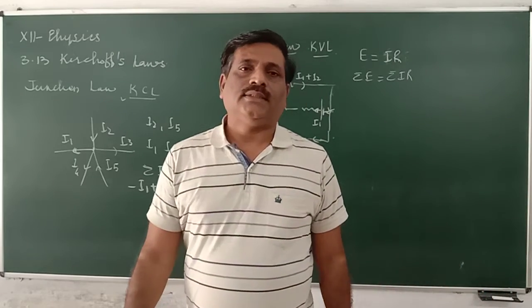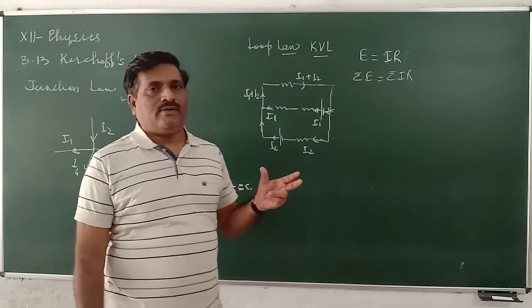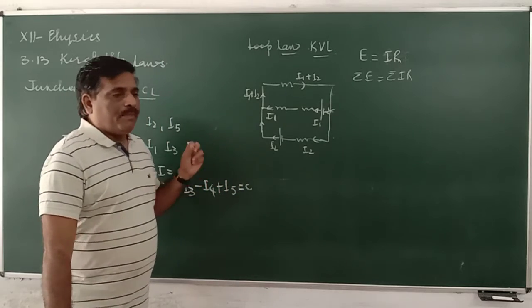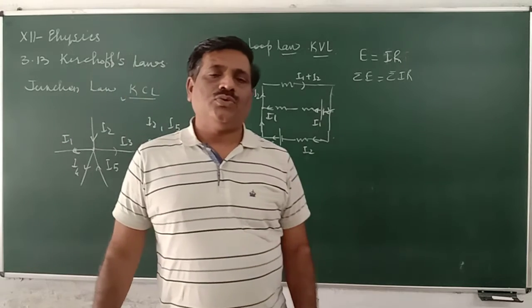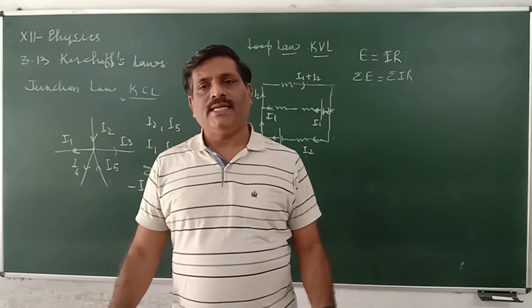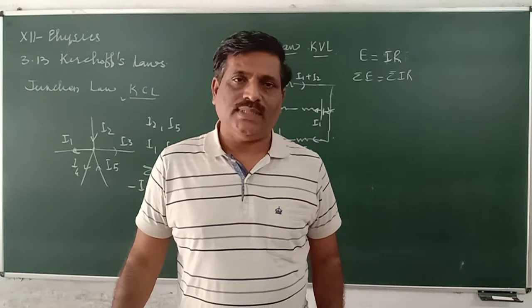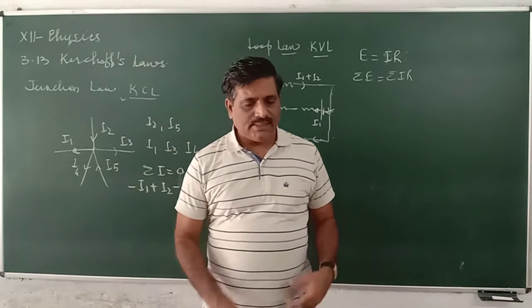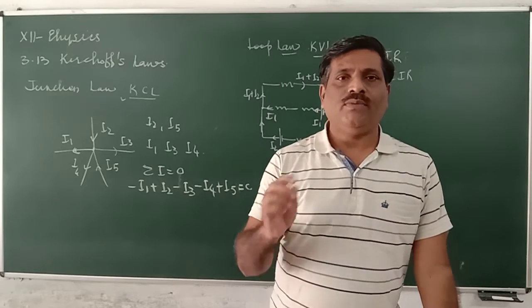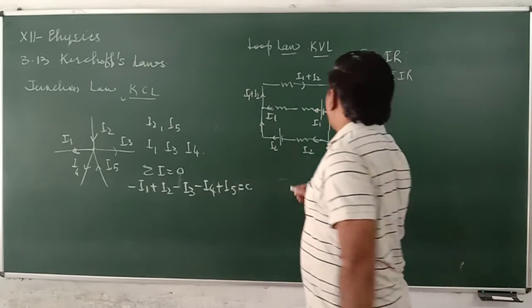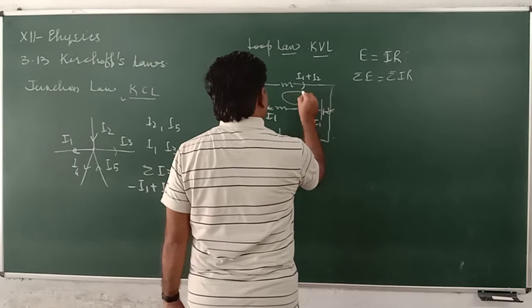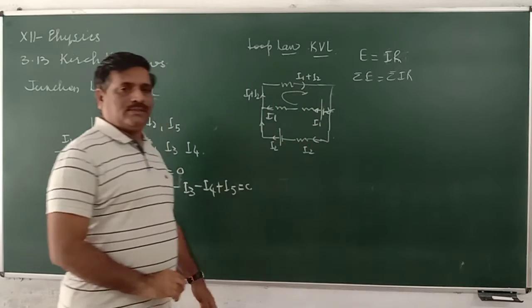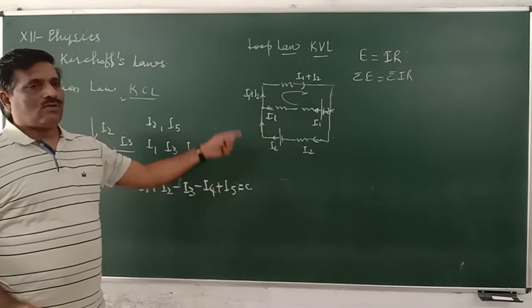Now there is the loop tracing method. We can trace this loop by both ways, clockwise or anti-clockwise. Which way you trace doesn't matter, only you need to follow the rules. Suppose I trace it in the clockwise direction. I have traced it in this direction. This is called the clockwise direction.